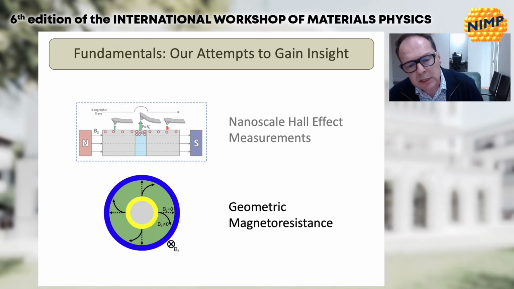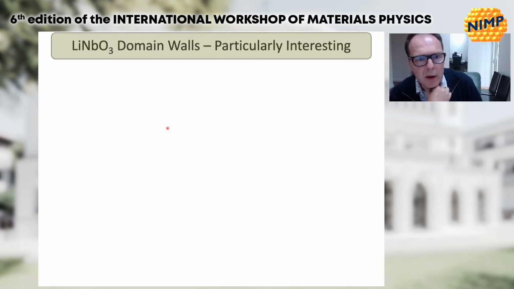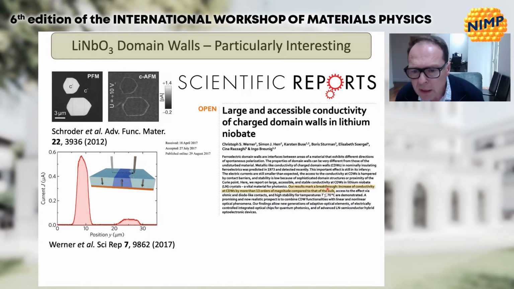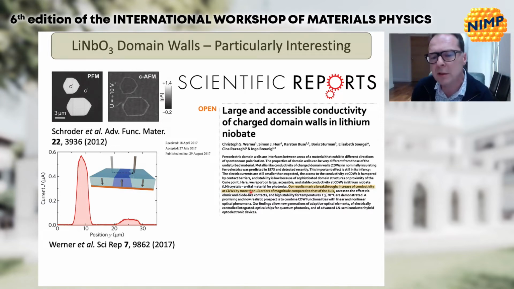Let's now go on to more recent measurements of magnetoresistance in lithium niobate. Okay, so lithium niobate is an amazing material. Conduction in domain walls was first reported in 2012, so almost 10 years ago. And what I really like about lithium niobate is this breakthrough result published by Werner et al., that the conductivity of the charged domain walls is more than 13 orders of magnitude higher than that of the domains themselves, that of bulk. And this is in a 2-probe measurement. So that's 13 orders of magnitude higher, including presumably some kind of Schottky barrier contact.